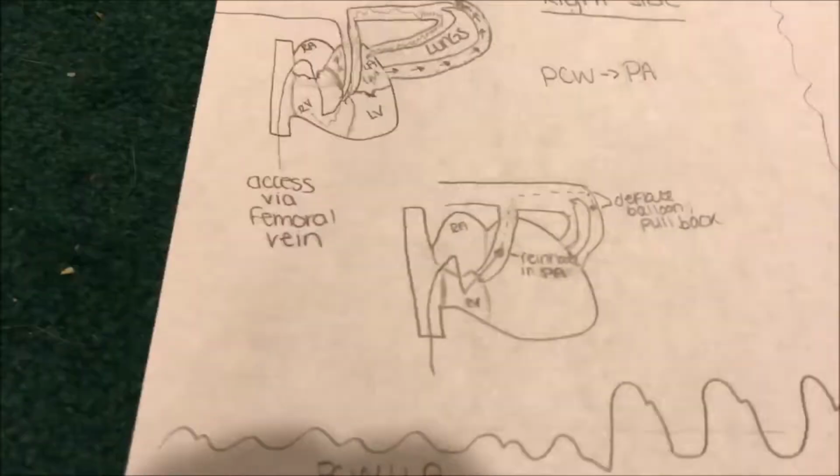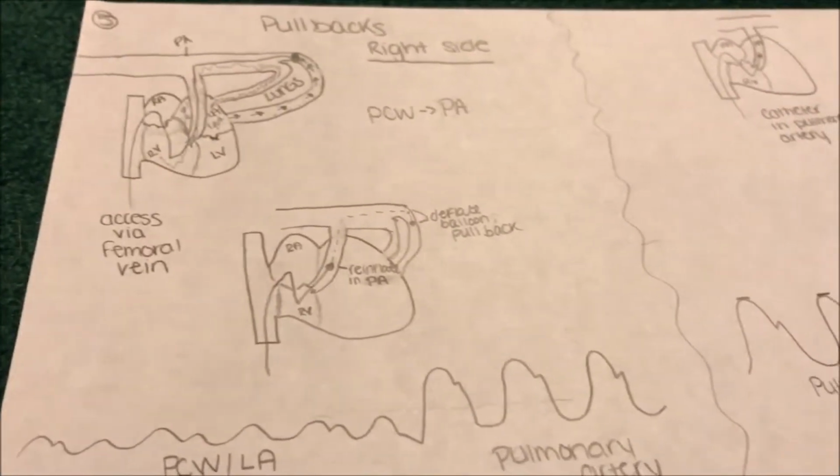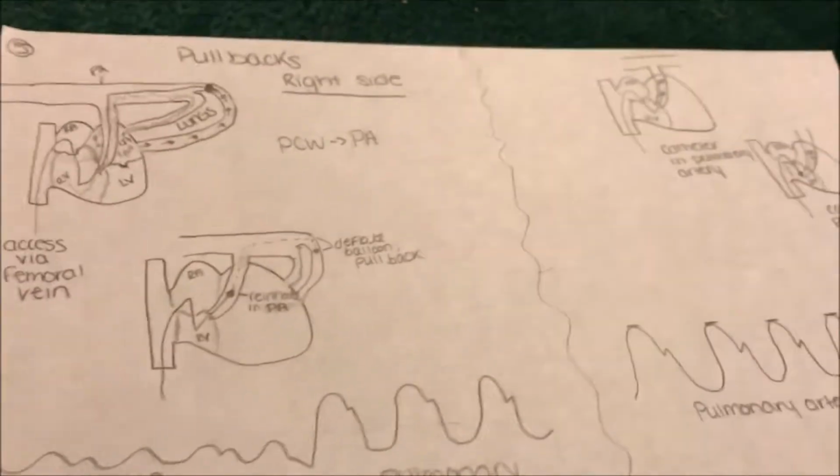We're going to talk about pullbacks from the right side of the heart. So we're going to start on this side. The right side's a little more complex. There's more chambers you can get to from the right side.